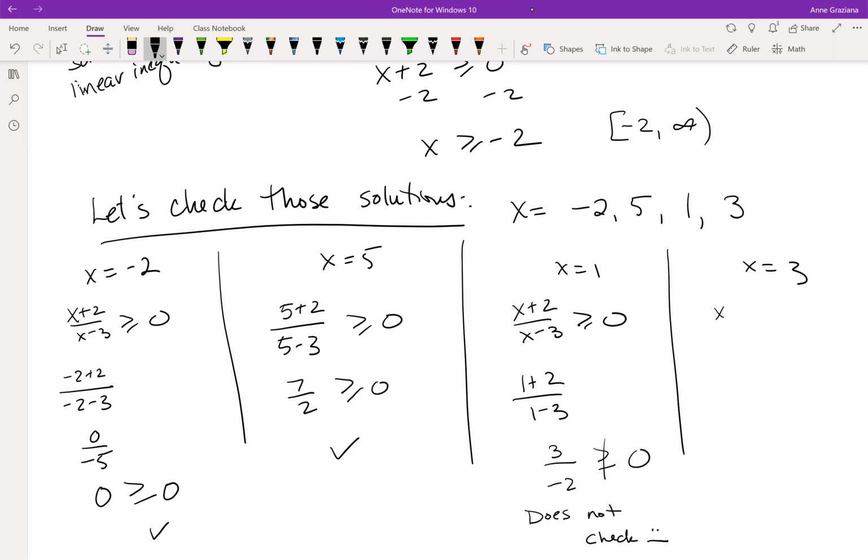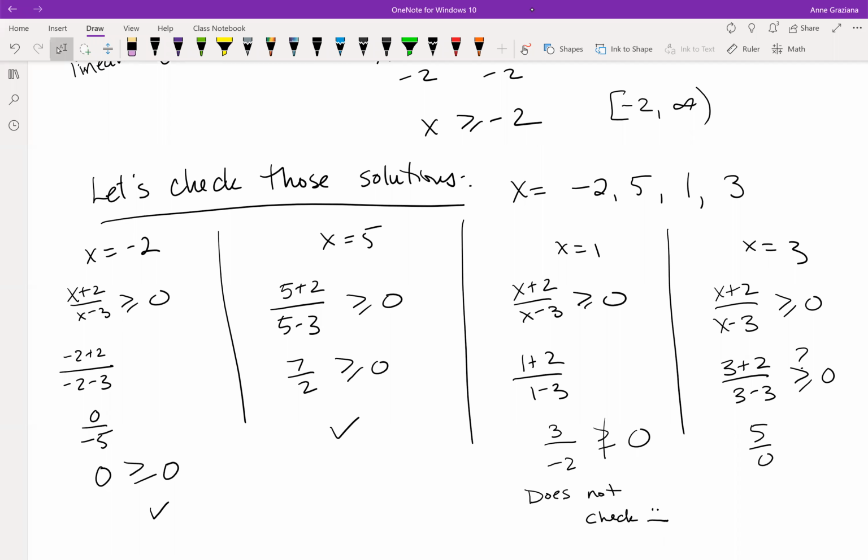Okay, so x plus 2 over x minus 3 greater than or equal to 0. I have 3 plus 2 over 3 minus 3. And that's 5 over 0. Okay, this is really bad because that's a domain restriction. This breaks my function. Remember, you can never, ever, ever have 0 in the denominator. Never. So no, that one's really bad.